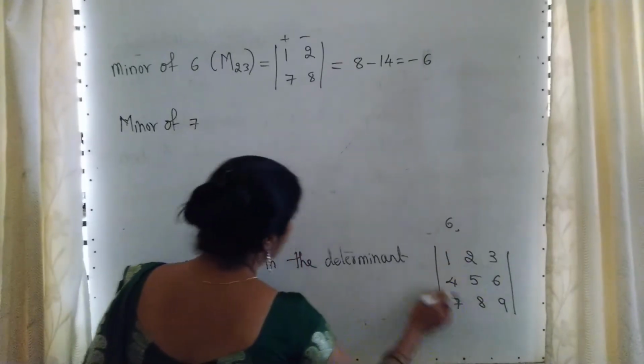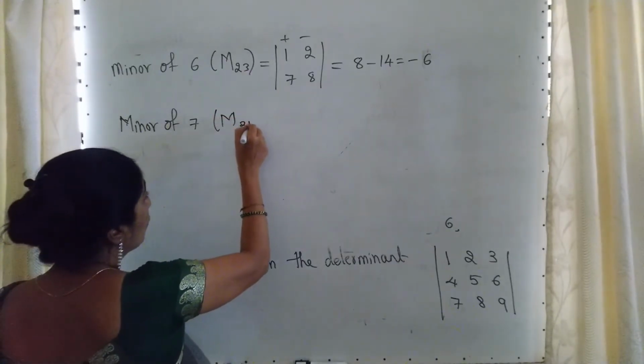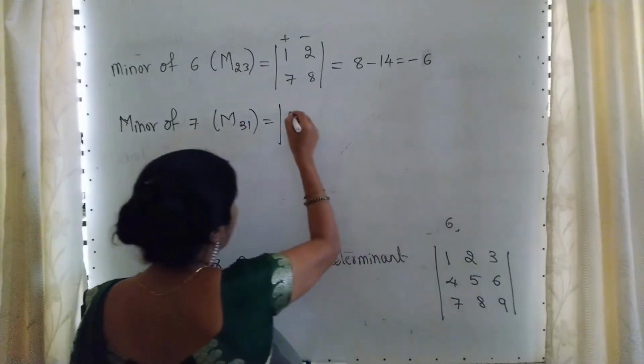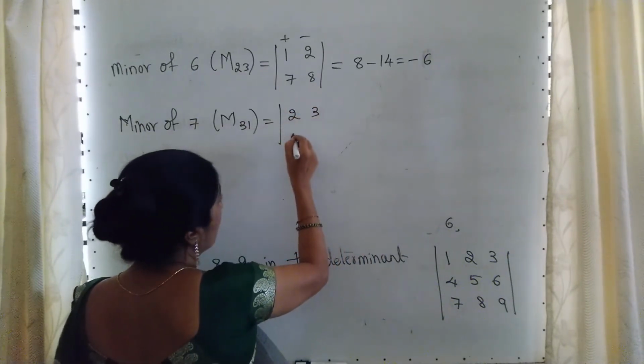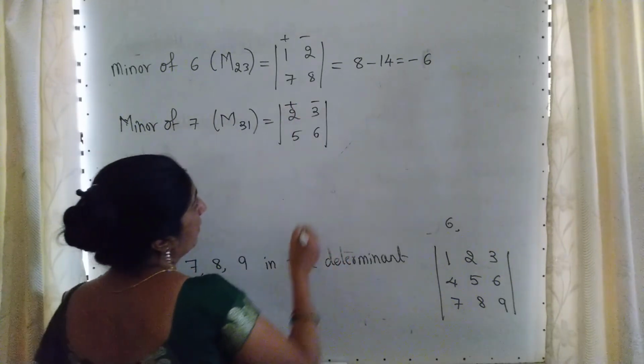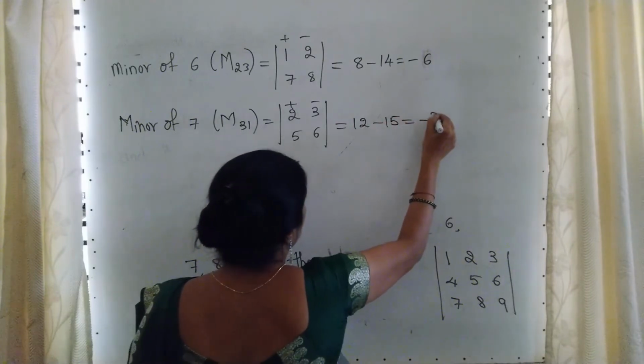Next, the minor of 7. 7 lies in the third row, first column. Then how do you write it? M31, third row, first column. Leave that third row and first column; the remaining elements are 2, 3, 5, 6. It is 12 minus 15, that is minus 3.